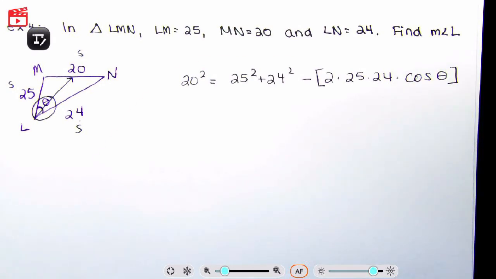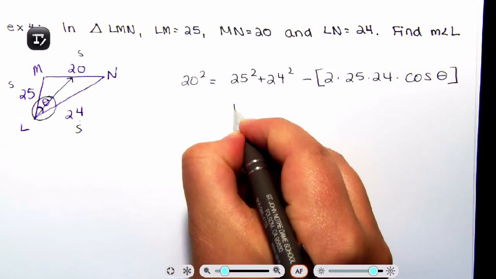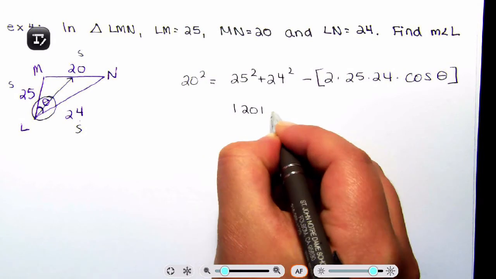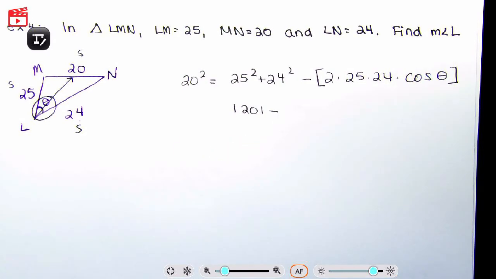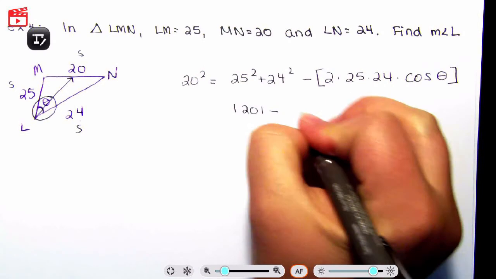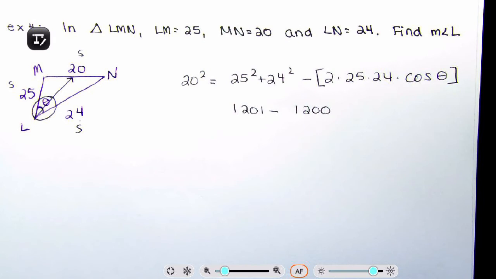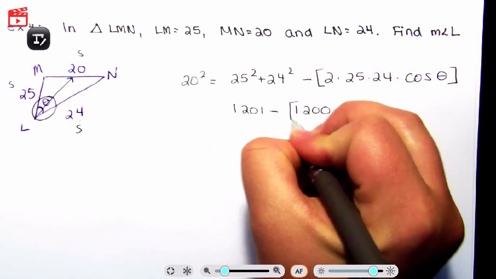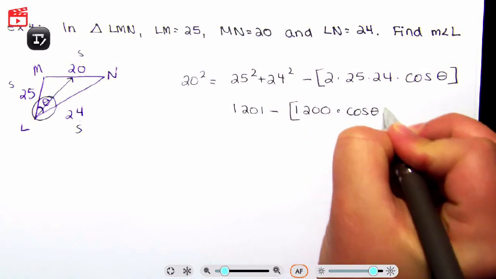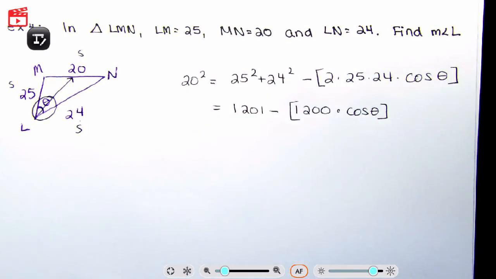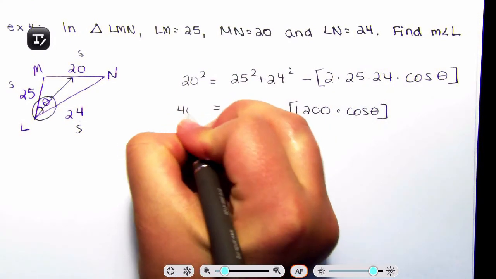Simplify this as much as you can. So I have 1,201 minus 1,200. Really? Is that right? Let's double check. Yeah, that's right. I thought the squared values were going to give me a much bigger value, but I guess not. Again, this is all times cosine of theta, and this is all equal to 20 squared, which is 400.